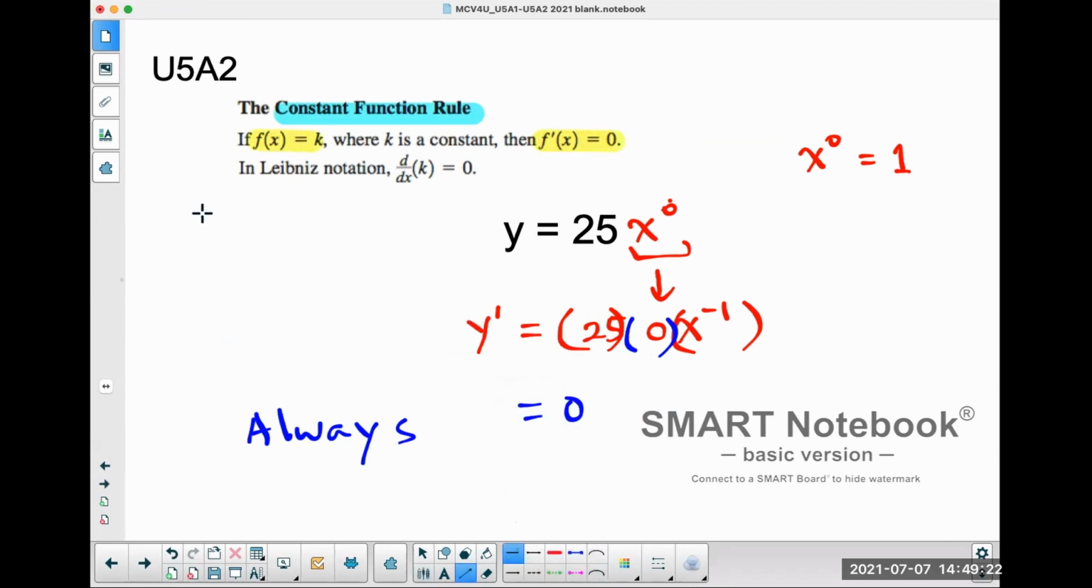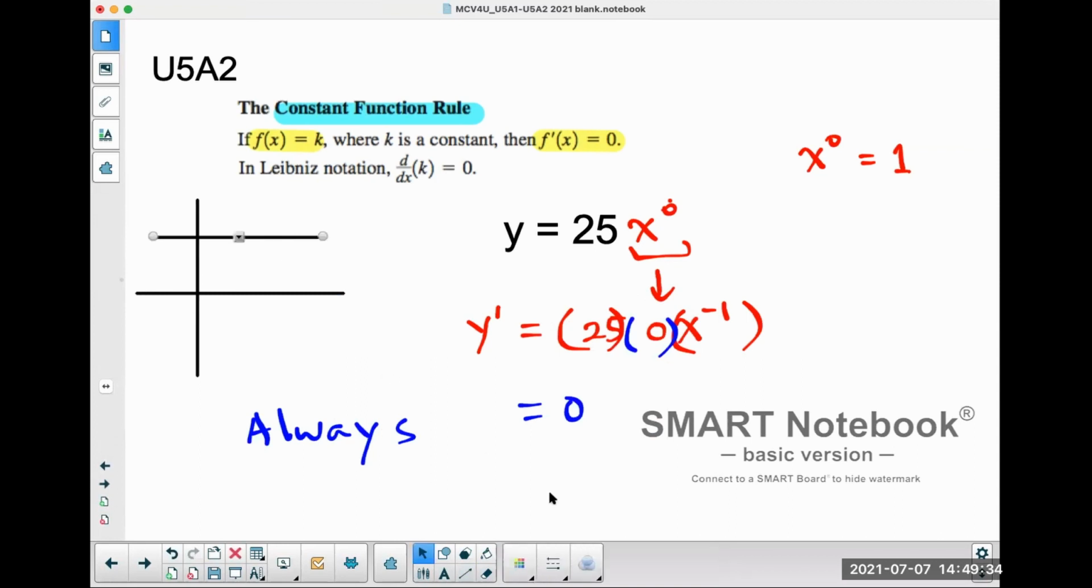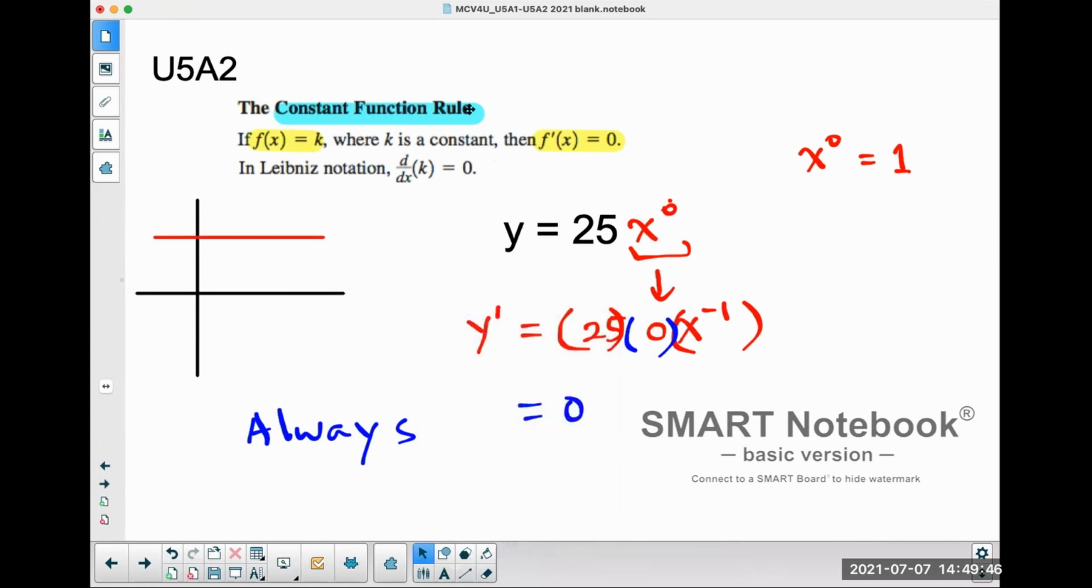And it makes a lot of sense if you think of it graphically. If you have a constant function, which means the function is horizontal, that's what a constant function means. Well, what is the slope of tangent along that graph, along that line? Well, it's always going to be 0, right? It's flat. Exactly. So the answer for a constant function is always equal to 0, right?